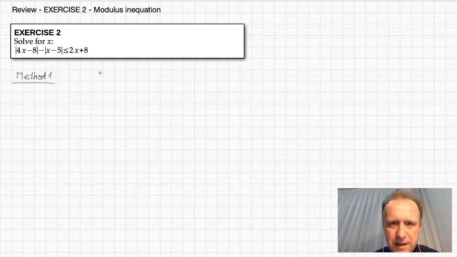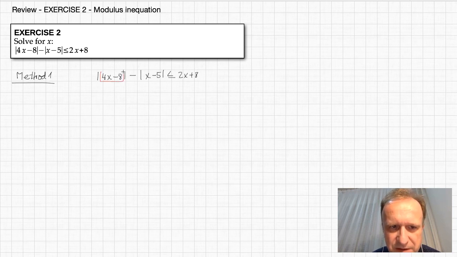Okay, so let me start by copying this. So it's modulus of 4x minus 8, minus modulus of x minus 5, like this. This is less than or equal to 2x plus 8. So this is the inequation. Now it has two modulus expressions.